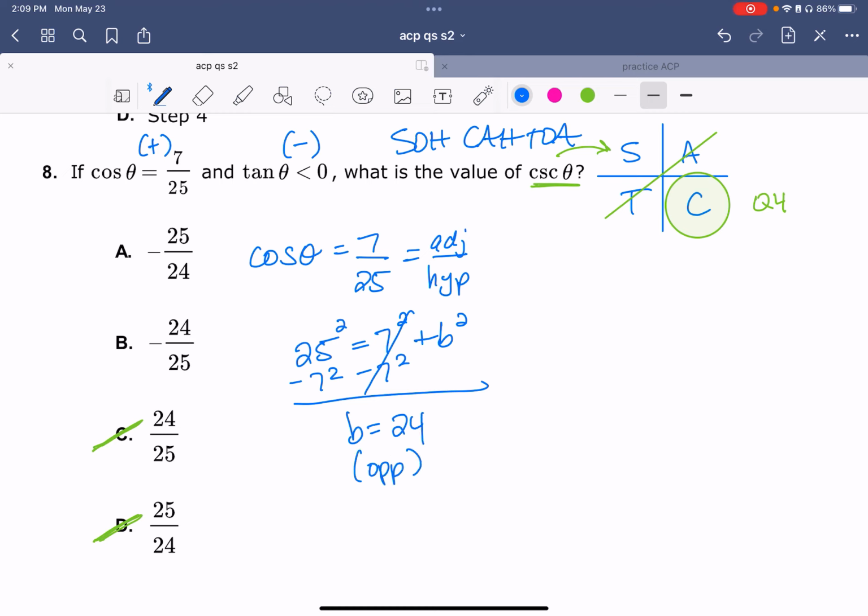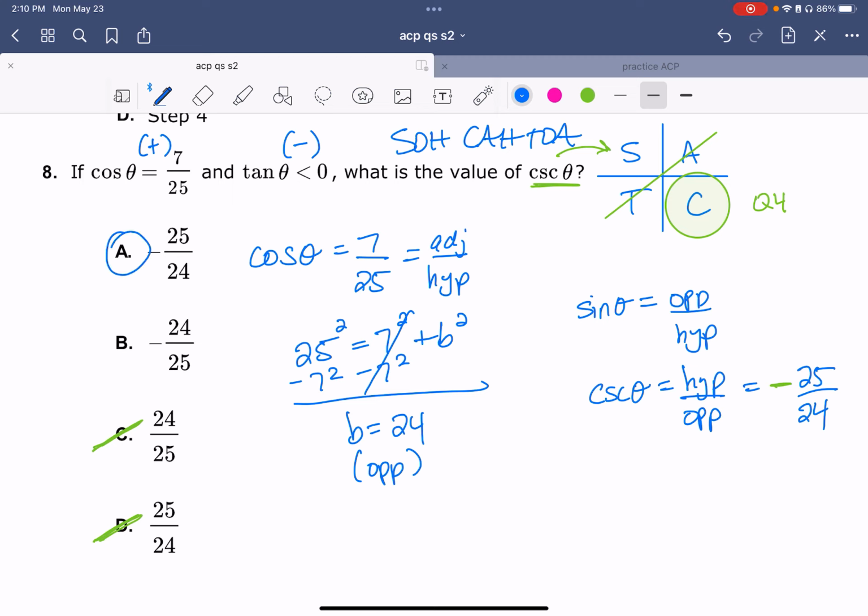Now remember I said cosecant was the inverse of sine. Sine theta is opposite over hypotenuse, so the inverse of sine would have to be hypotenuse over opposite. We know already from reading quadrant 4 that this answer is going to be negative. The hypotenuse is 25, and the opposite leg that we just solved for was 24. So the correct answer is A as in apple.